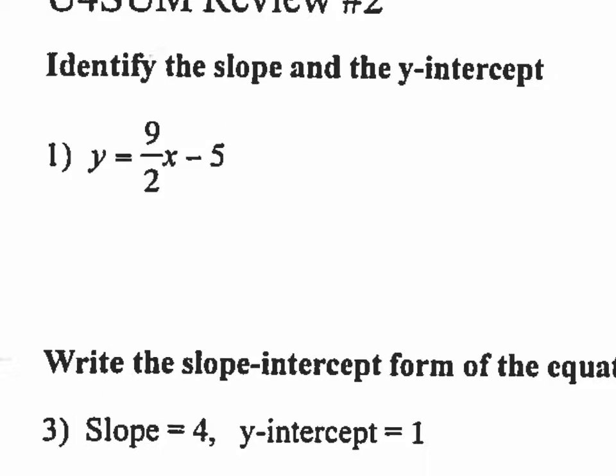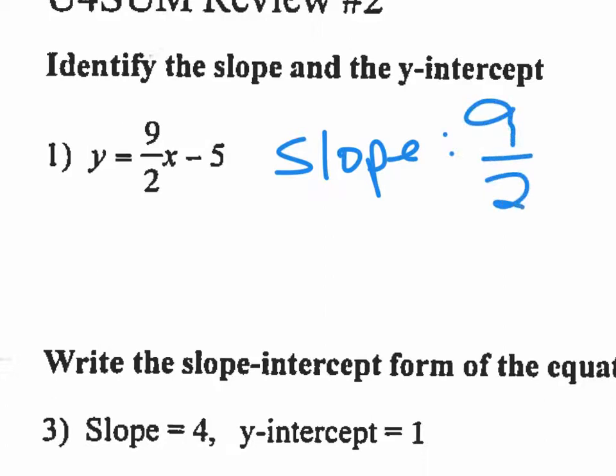So, to begin, this is in y equals mx plus b form, that's slope-intercept form. So the slope for this one's going to be right in front of the x, so it's 9 over 2. And then the y-intercept is the b value, and that's going to be negative 5.